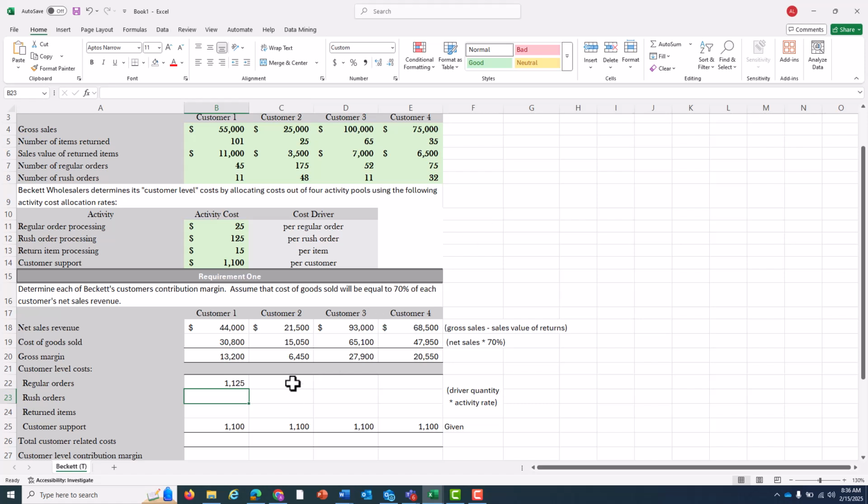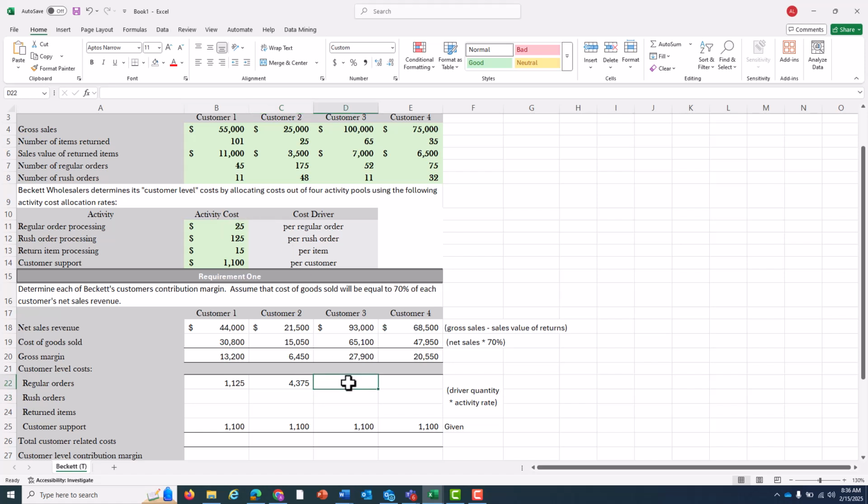1. For customer number 2, they do much higher volume. They made 175 orders, regular orders, during the period. Each one of those cost $25. So customer number 2 caused Beckett Wholesalers to incur $4,375 worth of regular order costs.